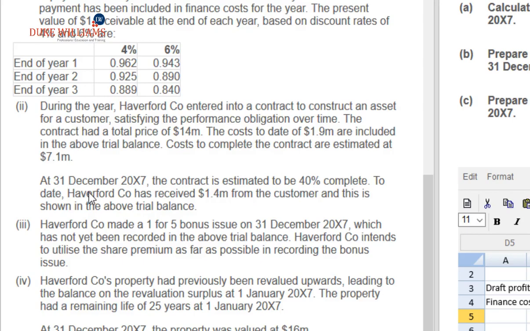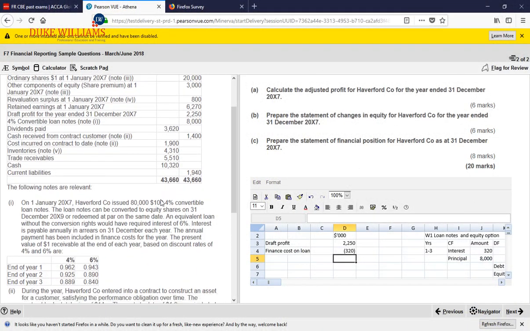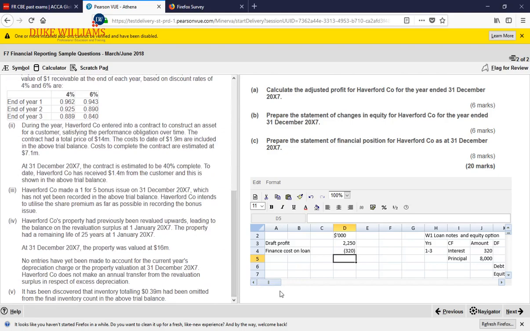So we can look at the percentage of progress made to be able to find out the amount. At 31st December X7, the contract is estimated to be 40% complete. To date, our Ford Co. has received 1.4 from the customer, and this is shown in the above trial balance. So let's see that 1.4. Okay, here it is. So let's go to our workings and see how this will affect our profit and our financial position.